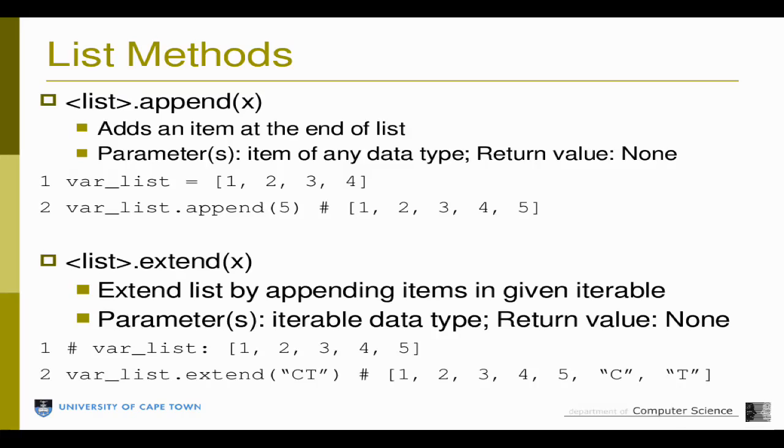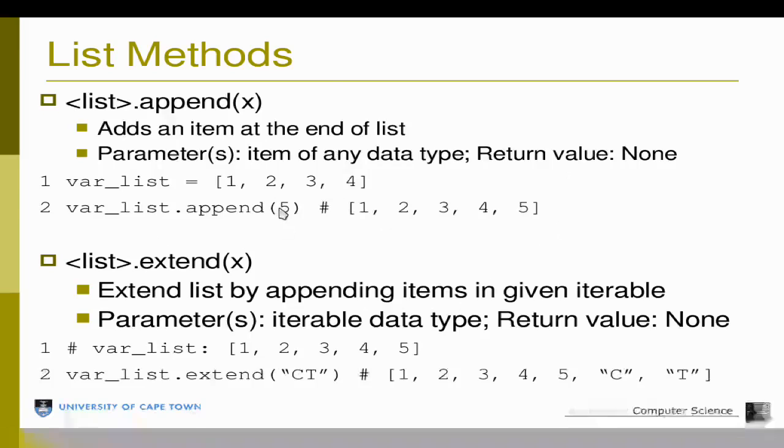But look at line number 2 here. What happens is, the moment you invoke the append method with a value on an already existing list, the new value that you're trying to append is slotted at the end of the list, right? So essentially what's happening here is it's being inserted at index length of list.